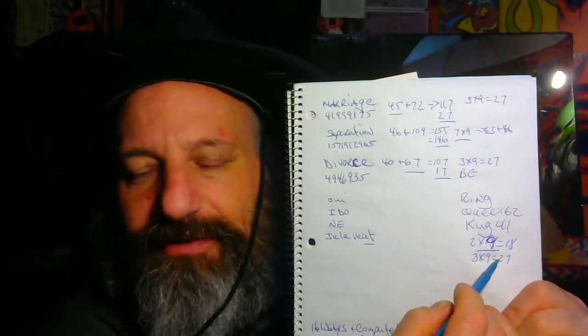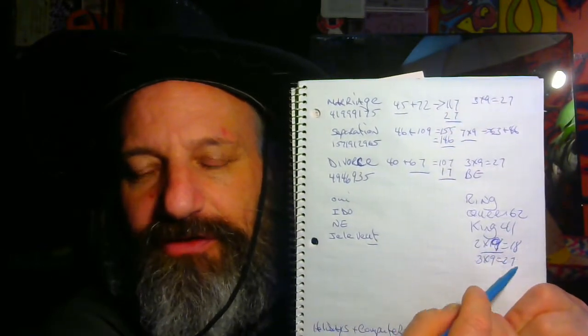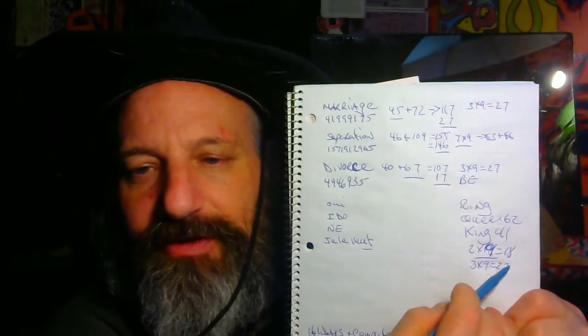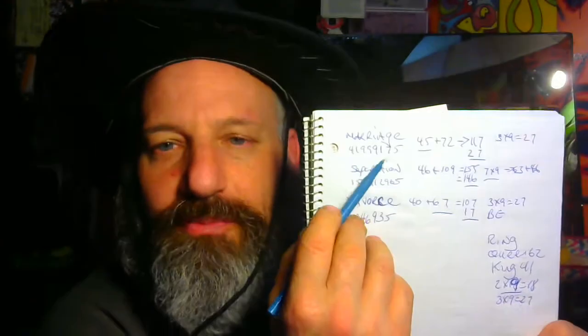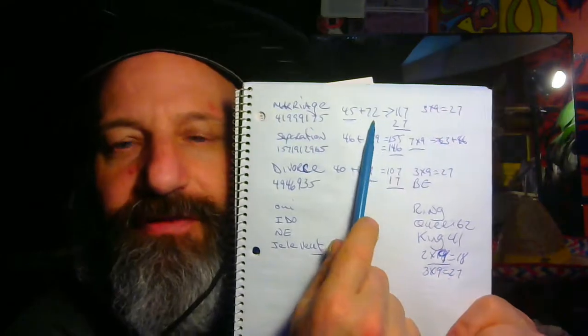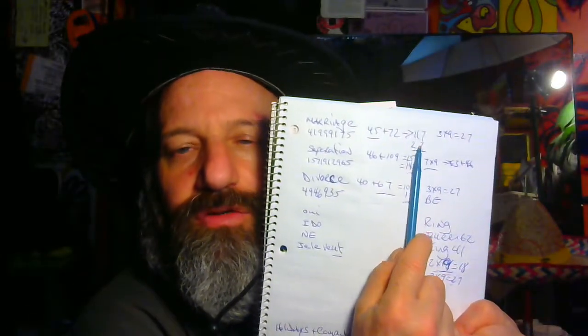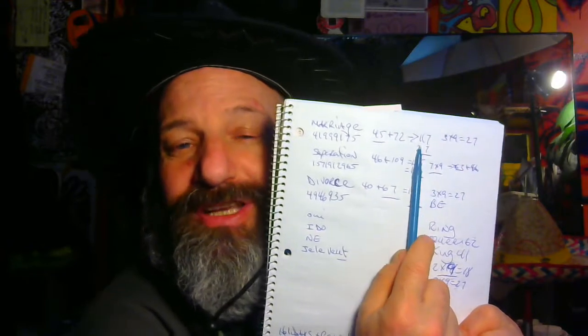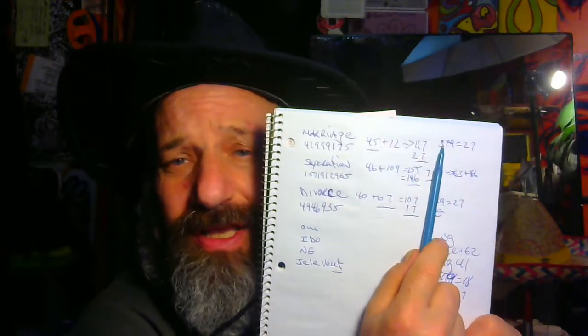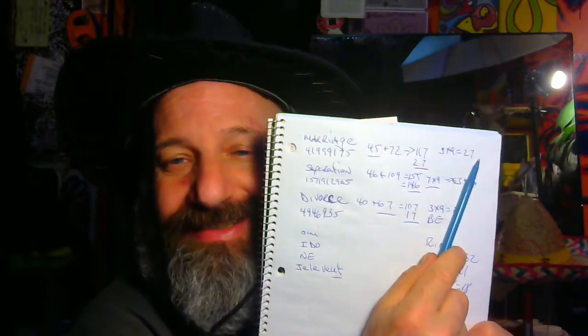5 and 6 is 11. 1 and 1 is 2. So this becomes the red sun. This becomes the spirit heaven. Queen and king. Marriage becomes 45. 72 is 117. 1 and 1 is 2. 7 equals 7. Not only is 1 and 1 2, but it's 3 times 9, 27.